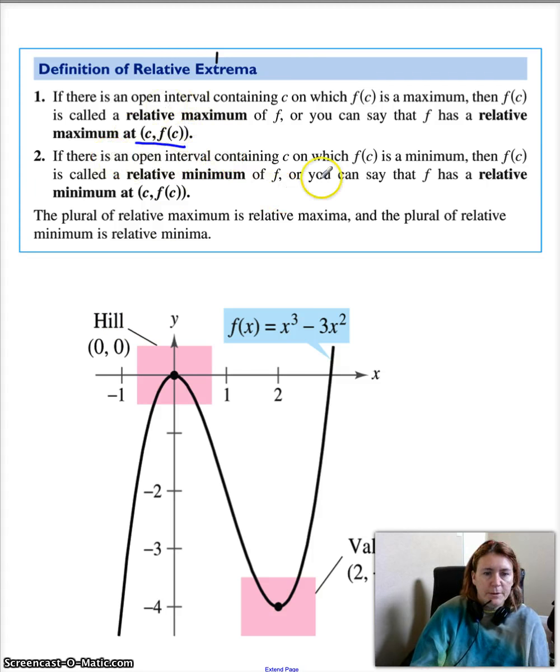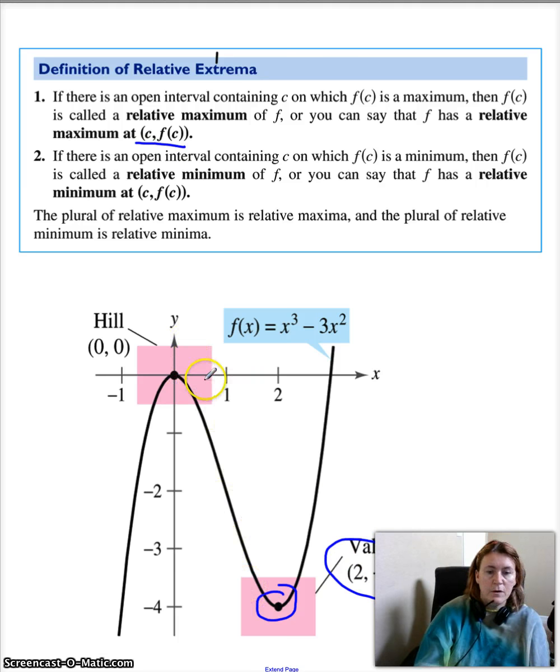Now, if there's an open interval containing c in which f(c) is a minimum, then f(c) is a minimum value, or you can say it has a relative minimum at c. So it has a relative minimum at x equals 2, or it has a relative minimum value at 2, negative 4. Now again, we have the hill and valley. Hills are relative maximums. Valleys are relative minimums.